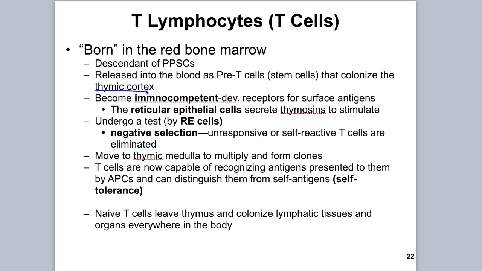It's kind of the outer portion of the thymus. Okay, so they're living in the thymus, and here they will go through a process in which they become what we call immunocompetent. Okay, they're going to become immunocompetent. And when a cell becomes immunocompetent, this means it's developing receptors for surface antigens.